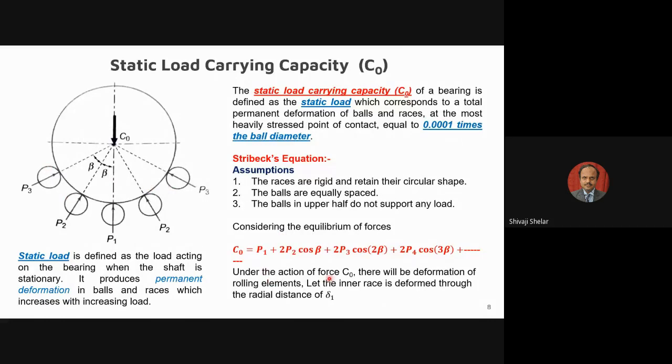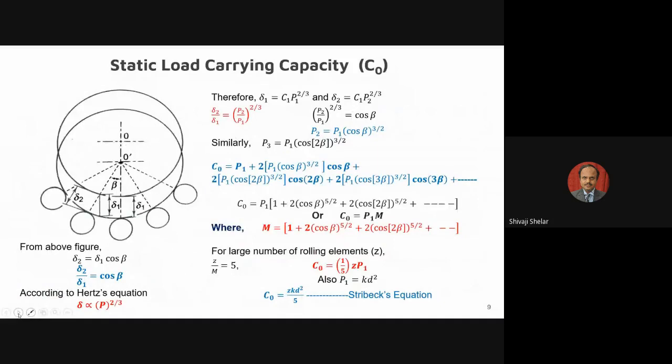So under the action of this force C naught, there will be deformation of the rolling element and the inner race, this inside part, and they will be deformed by radial distance delta 1. So let's assume that the deformation is delta 1 here. Let's see that deformation diagram in the next slide. Okay, so the inner race has deformed as well as the rolling elements, and at the most heavily stretched point the deformation is equal to delta 1.